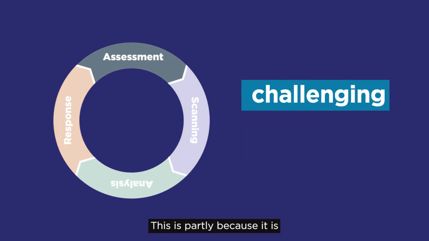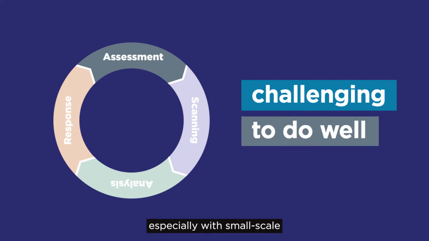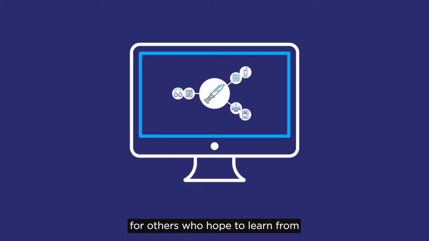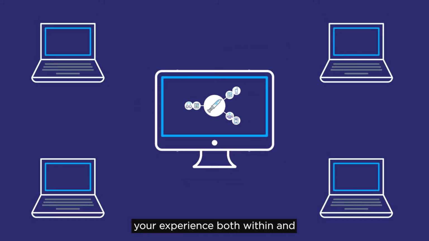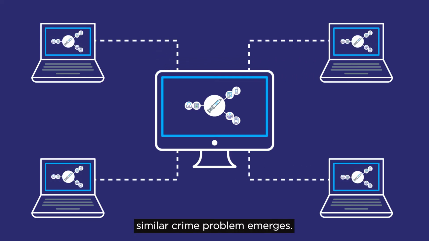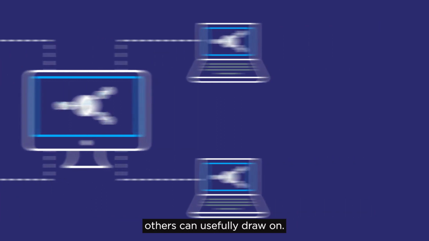This is partly because it's challenging to do well, especially with small-scale local projects. When attempting this form of evaluation, it is important to try to produce assessments that will be useful for others who hope to learn from your experience, both within and outside your organisation. It will also be useful if a similar crime problem emerges. Assessment for lesson learning means collecting and analysing the kind of evidence that others can usefully draw on.